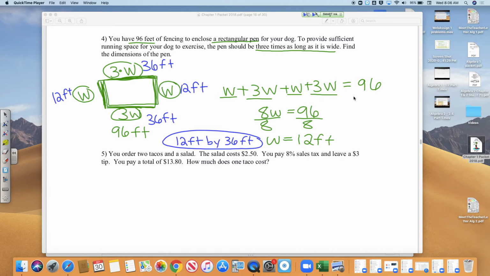Number 5 is definitely a difficult problem, so we're going to do this one together. So you order 2 tacos and a salad. That's important stuff: 2 tacos and a salad. The salad costs $2.50, so we know automatically the salad's cost is $2.50. You pay 8% sales tax and leave a $3 tip. Your total is $13.80. How much does 1 taco cost? So I know that we're trying to figure out X is equal to the cost of a taco.